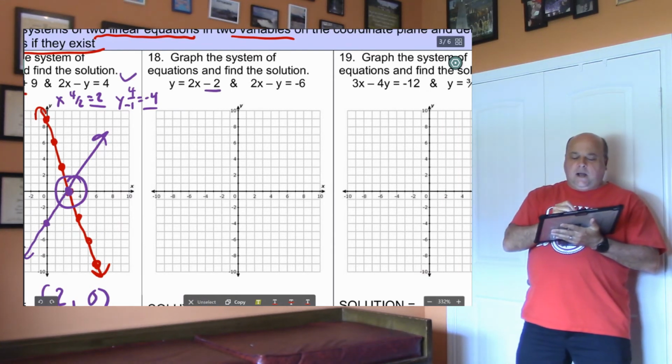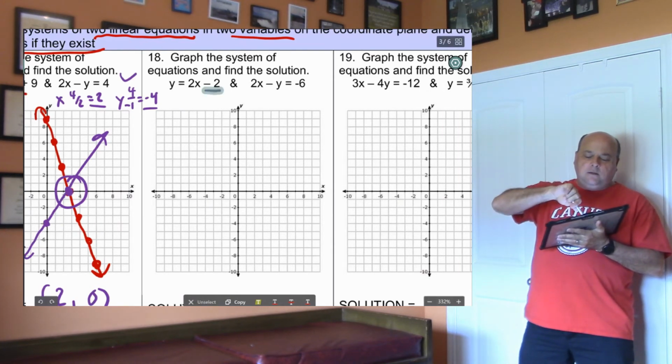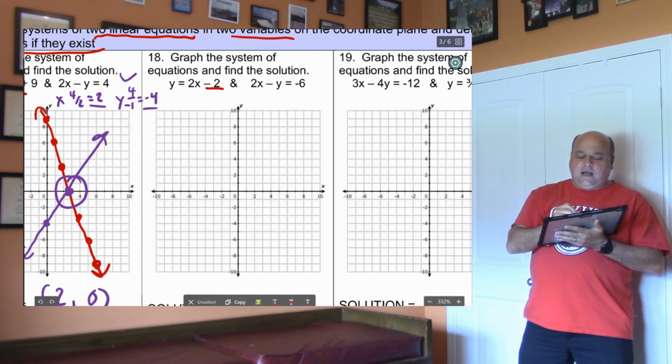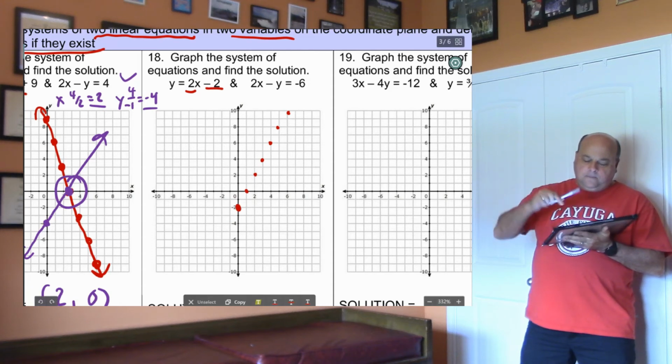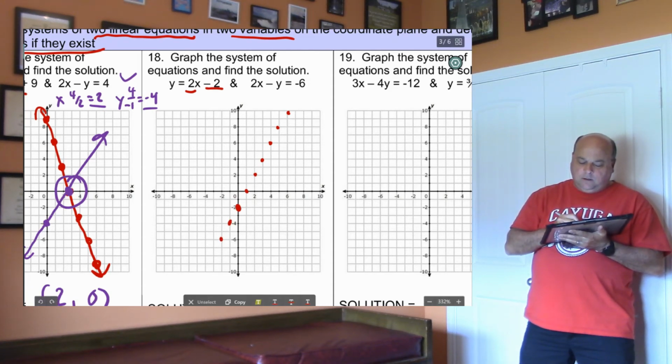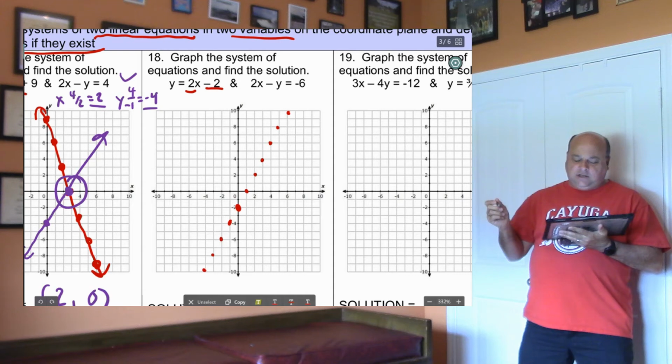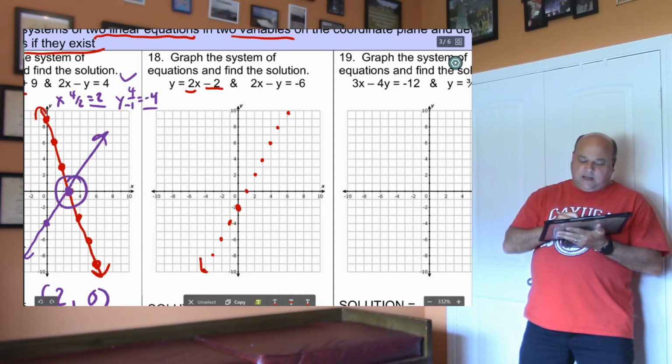Okay, let me do this in red. This is my y-intercept at -2, and my slope's 2 over 1. So up 2 over 1, I'm just going to keep drawing the dots. That's not down 1. So down 2, left 1. Okay, so I have all my dots drawn, and now I'm going to connect the dots. One of those dots is going to repeat.